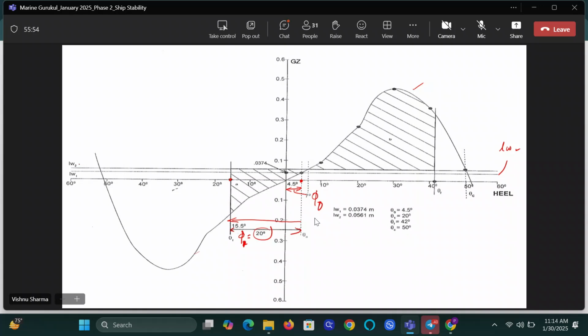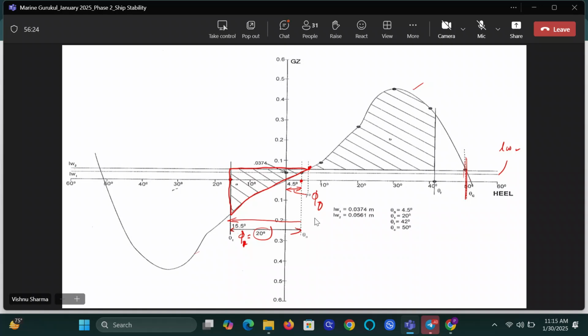Now you plot LW2 and then it cuts it here, right? Now you have to calculate this area, and out of the three: 50 degrees angle of down flooding and phi C. Phi C is nearly 50 degrees. You can see here, phi C is about 50 degrees.